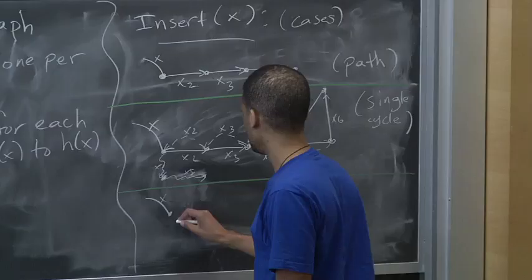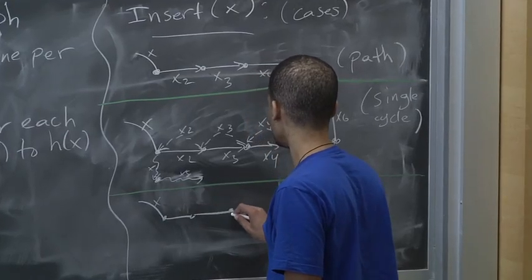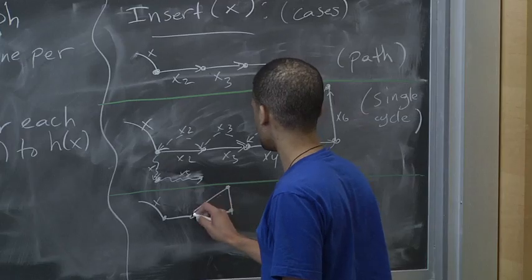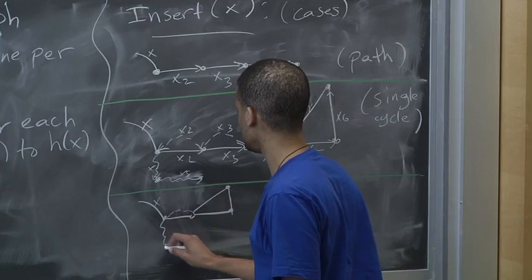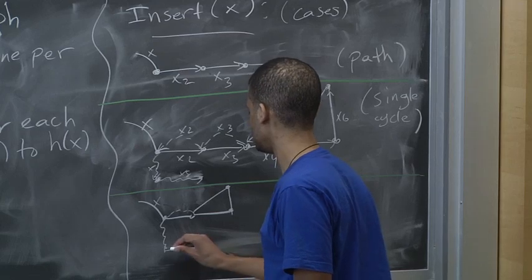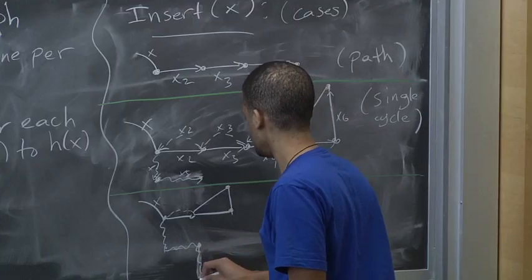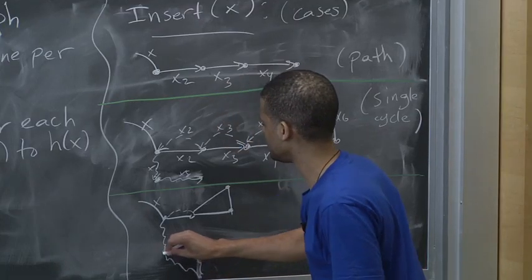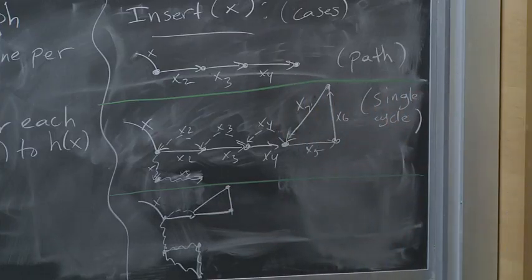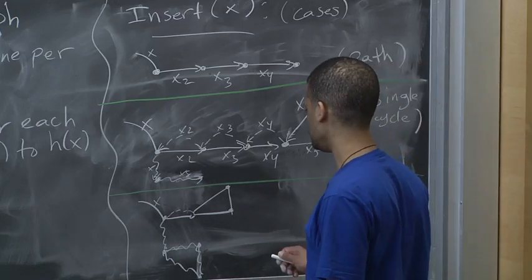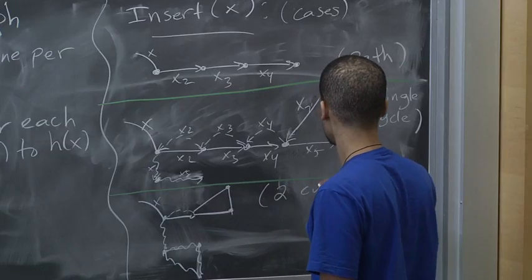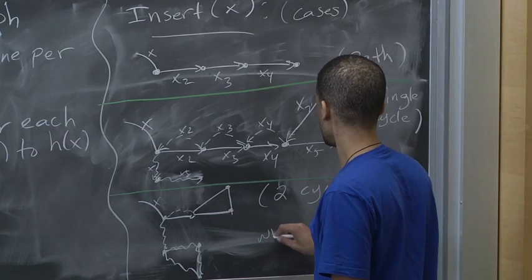But now, suppose this happens. X comes in. It goes somewhere. It goes somewhere. Cycles around. Comes back. X goes somewhere. Goes around. Goes somewhere. And then now cycles back again. Okay. Now this is actually a problem. Right? This would go on forever. So, 2 cycles. This would go on forever.